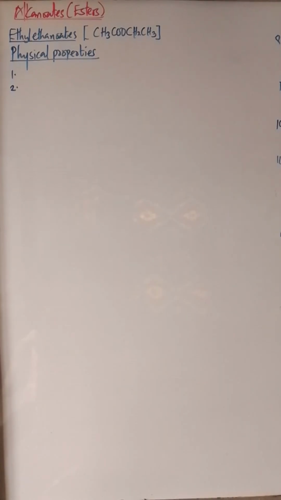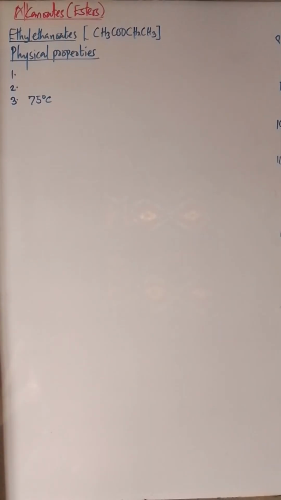They are volatile and colorless liquids with a pleasant smell. They are slightly soluble in water. They dissolve in non-polar solvents such as benzene, ethanol, or ethoxyethane. And 3, they have a boiling point of 75 degrees Celsius. In pure form it has a boiling point of 75, but with impurities it will be higher than that.